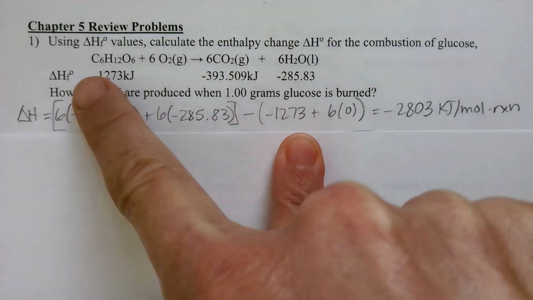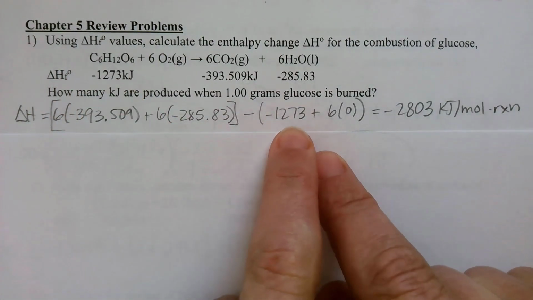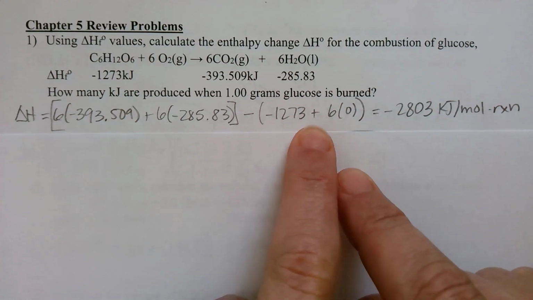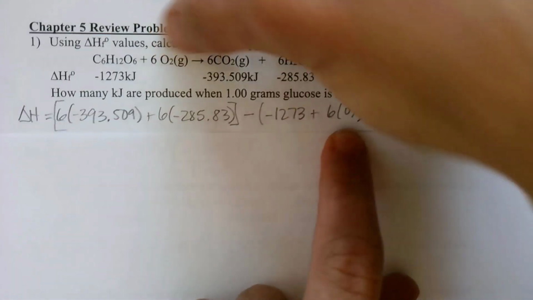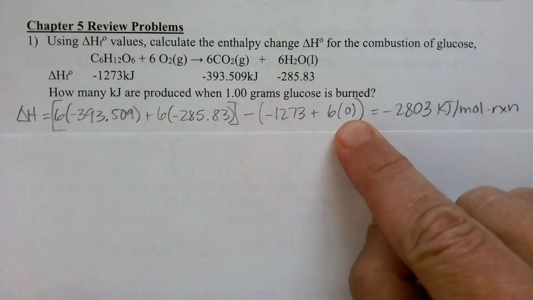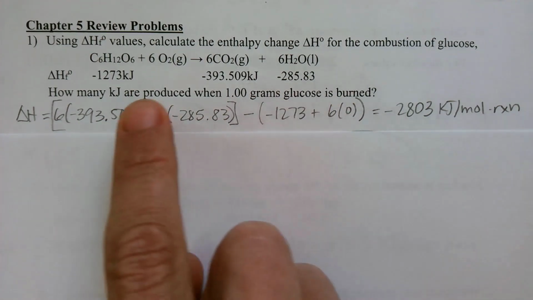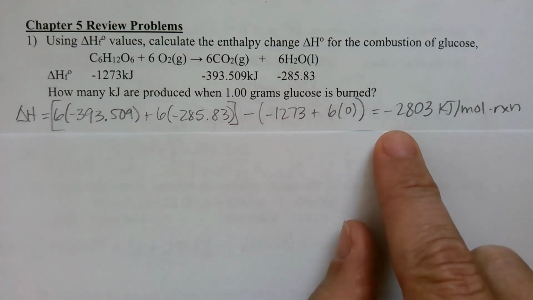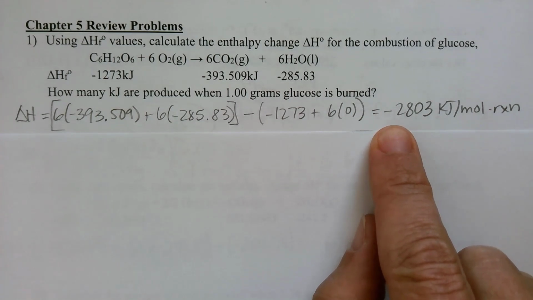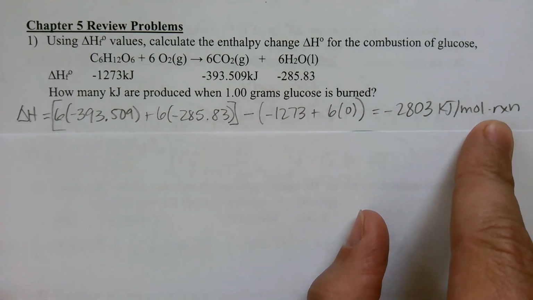minus, now there's 1 mole of glucose here, and we know the heat of formation of that. It's negative 1273. Plus 6 times the heat of formation of any element, which is 0. So we add that together, and then do products minus reactants, and we get negative 2,803 kilojoules per mole for this reaction.